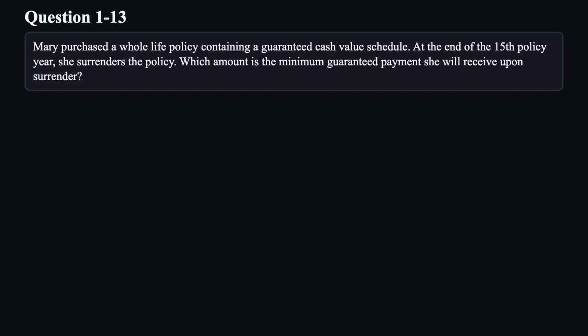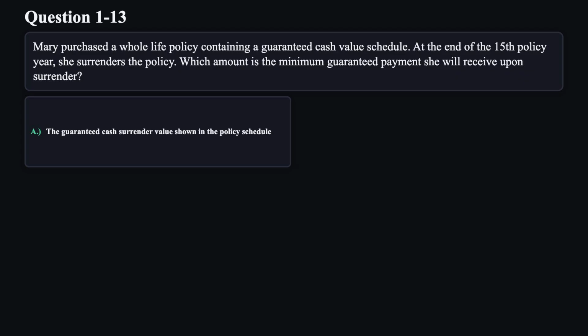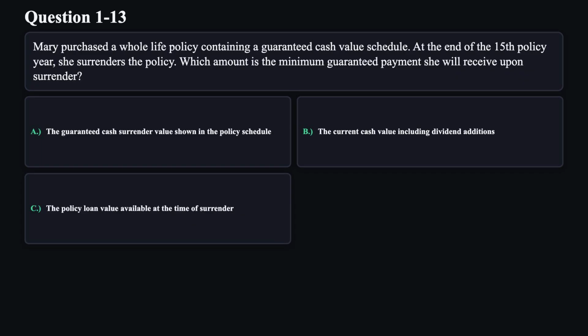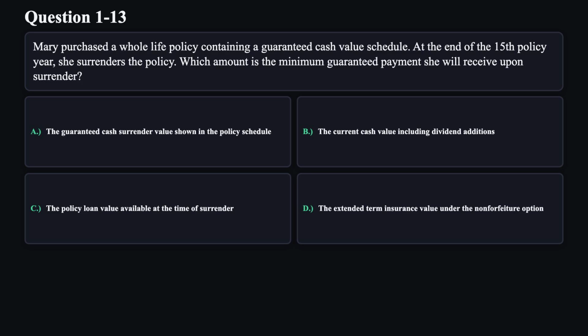Question 13. Mary purchased a whole life policy containing a guaranteed cash value schedule. At the end of the 15th policy year, she surrenders the policy. Which amount is the minimum guaranteed payment she will receive upon surrender? A. The guaranteed cash surrender value shown in the policy schedule. B. The current cash value including dividend additions. C. The policy loan value available at the time of surrender. D. The extended term insurance value under the non-forfeiture option.